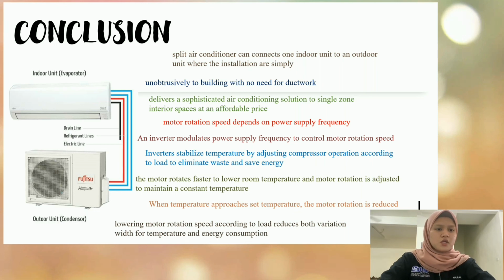An inverter modulates power supply frequency to control motor rotation speed. The inverter stabilizes temperature by adjusting compressor operation according to load to eliminate waste and save energy. The motor rotates faster to lower room temperature, and motor rotation is adjusted to maintain a constant temperature. When temperature approaches the set temperature, the motor rotation is reduced. By lowering motor rotation speed according to load, it reduces both temperature variation and energy consumption.